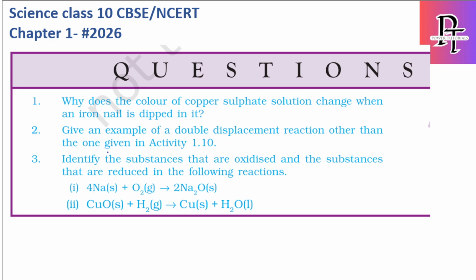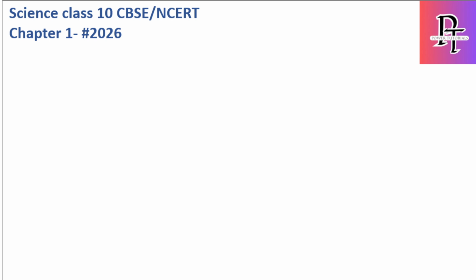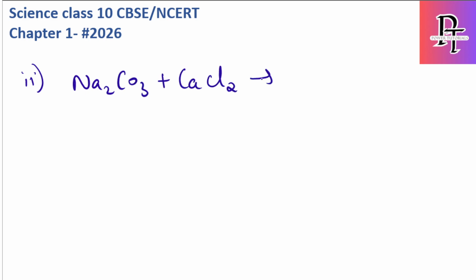Let's see the second one. Give an example of double displacement reaction other than the one given in activity 1.0. So the activity is barium chloride plus sodium sulfate gives rise to barium sulfate and sodium chloride, that is mentioned in that reaction. You will write the second example of double displacement reaction, which is sodium carbonate plus calcium chloride gives rise to sodium chloride plus calcium carbonate.